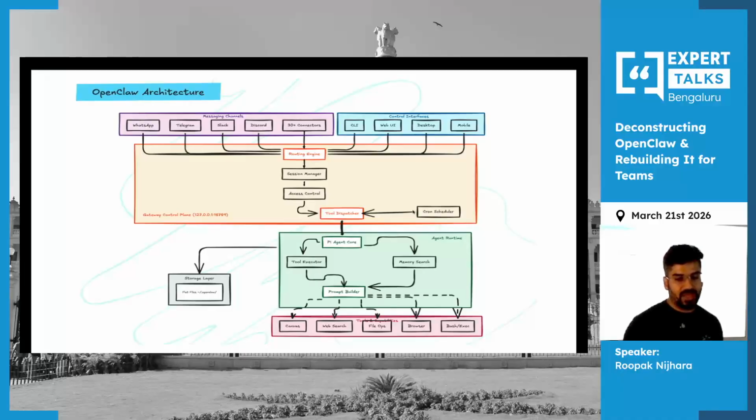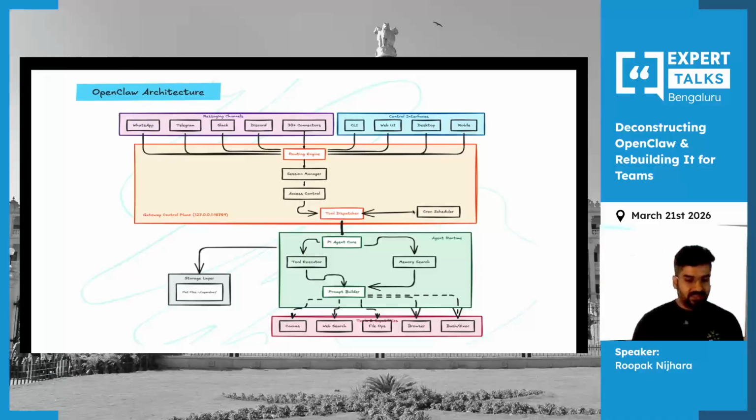Like there is a web UI, they also have a desktop app now for Mac. They also have mobile apps now. Then there is the most important piece, which is your gateway control plane. So this is just a single Node.js process, which is handling everything. Like there is no multi-processing. There is some multi-threading involved, but there's just a single process which is managing everything that is happening inside OpenClaw, and that is what we'll try to dissect today.